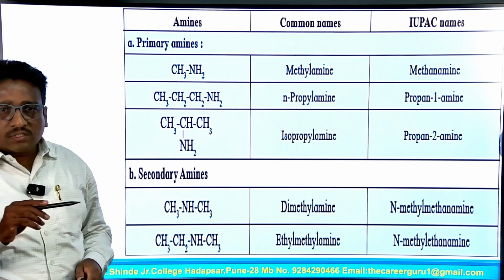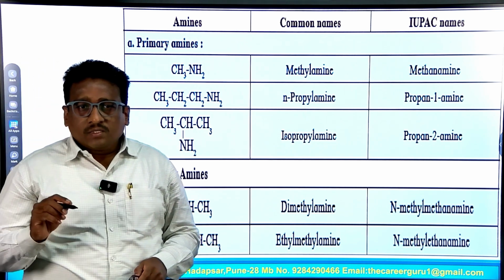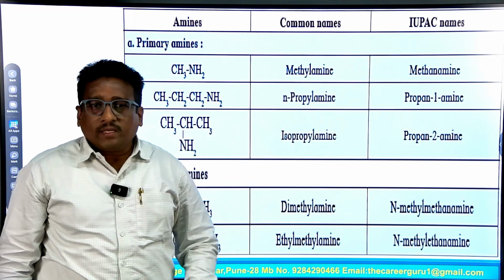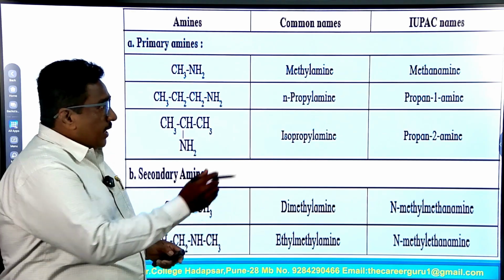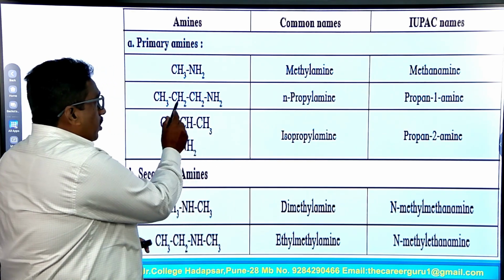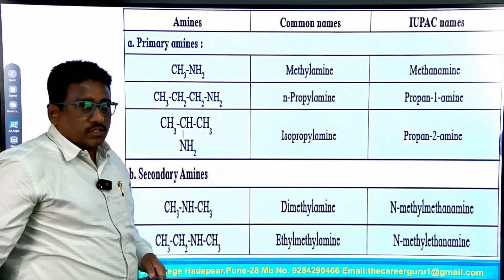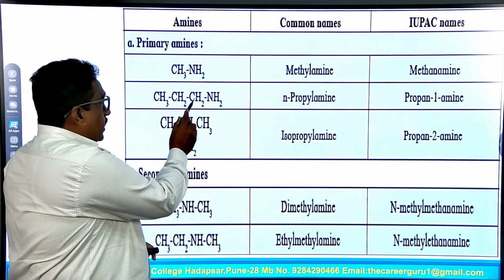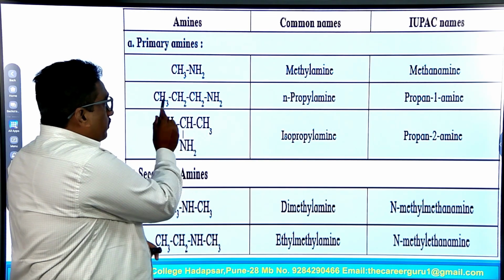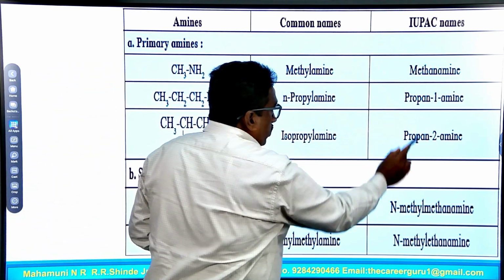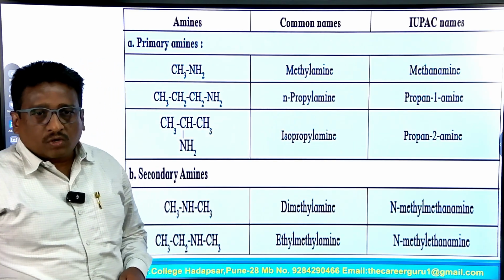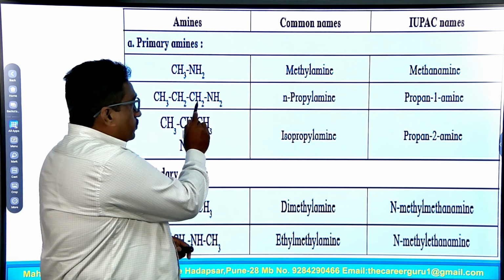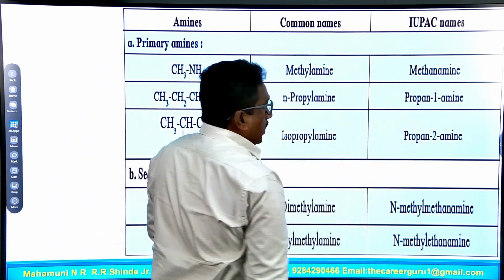In the second example, CH3CH2CH2NH2, this is a straight chain of carbon. So, they are called N-propyl and then we write the suffix amine, N-propylamine. But in the IUPAC nomenclature system, the numbering of the carbon chain starts from the end which is nearest to the functional group, the NH2 group. So, the numbering starts from this carbon atom: 1, 2, 3. The compound contains 3 carbon atoms, so it is propane, the E suffix of alkane is replaced by amine, and the position of the NH2 group is 1. So, it is called propane-1-amine.